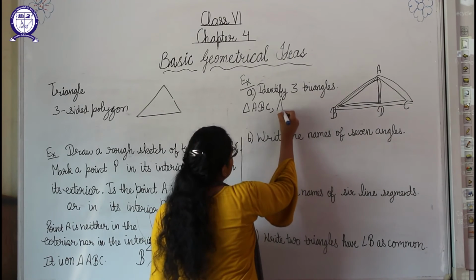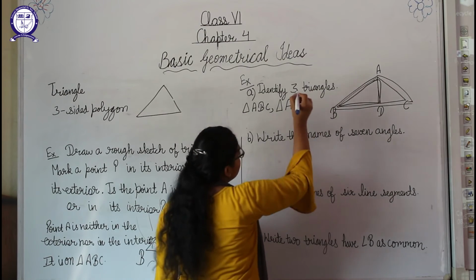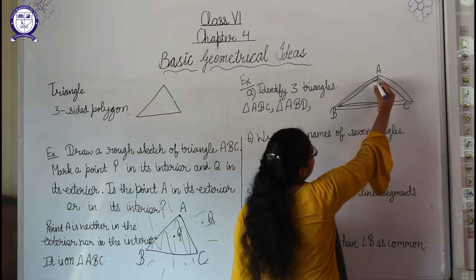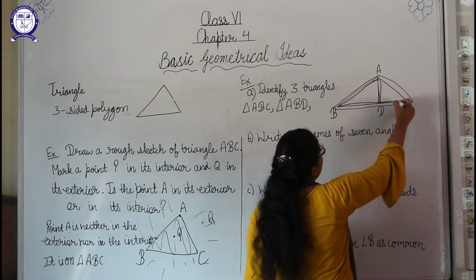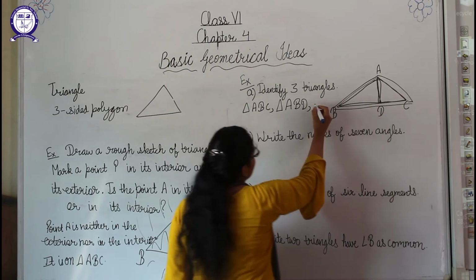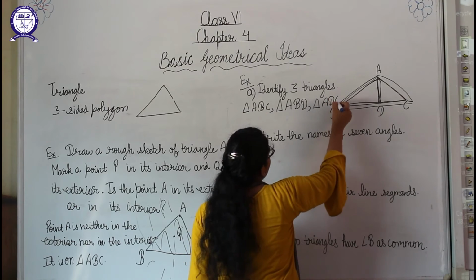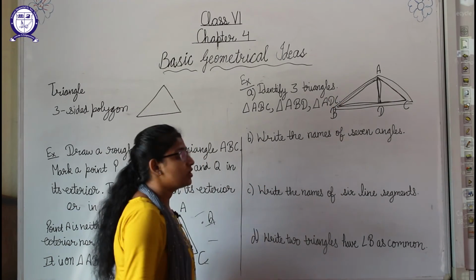So it is triangle ABD. And next one can be this smaller one on the right side. Okay, so this triangle is ADC. So next one is triangle ADC. So these are the three triangles in this figure.